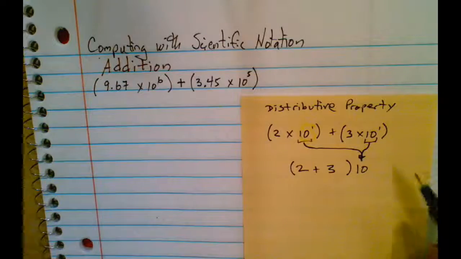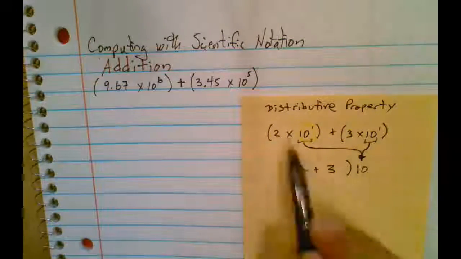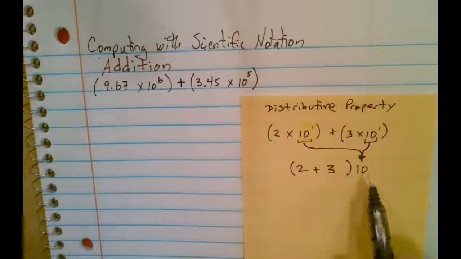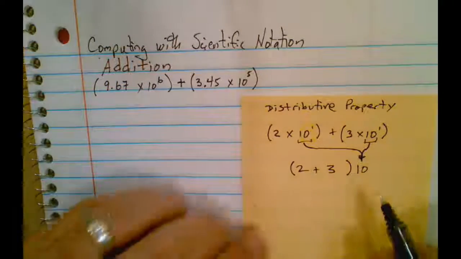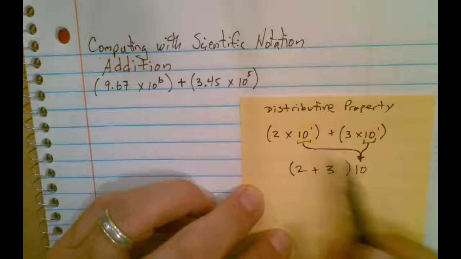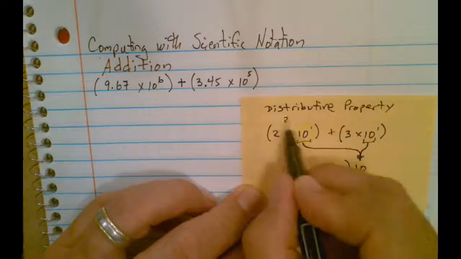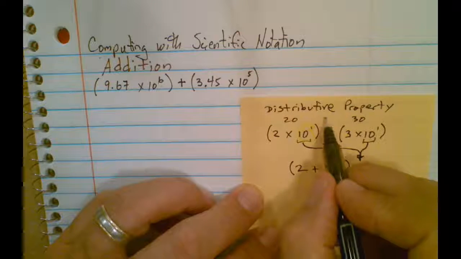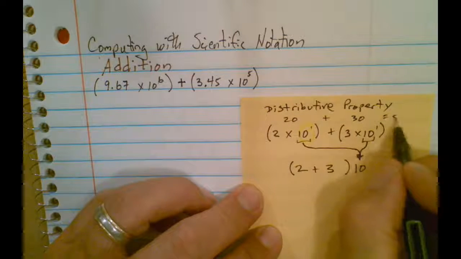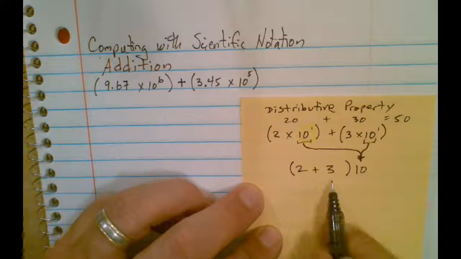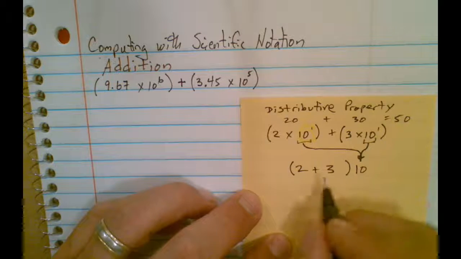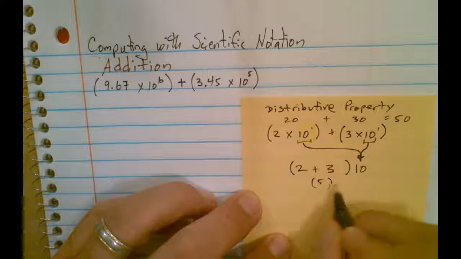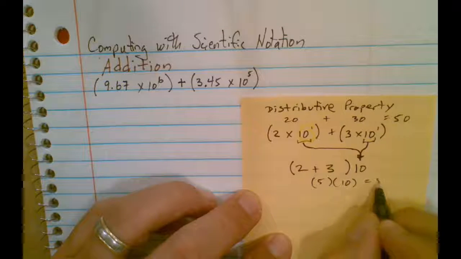So what I'm trying to say is that this problem and this one are the same thing. If we look at some numbers, hopefully it makes sense, because 2 times 10 is 20, 3 times 10 is 30, so 20 plus 30 is 50. Here, using order of operations, 2 plus 3 is 5, and 5 times 10 is 50.